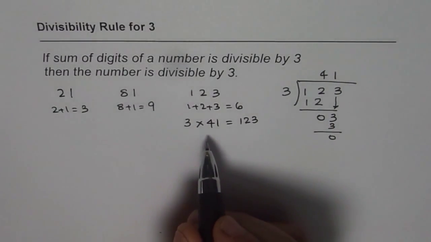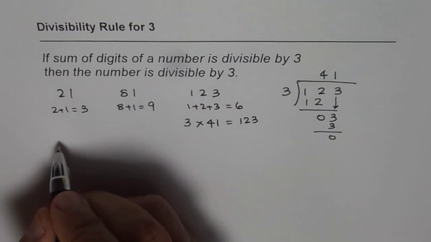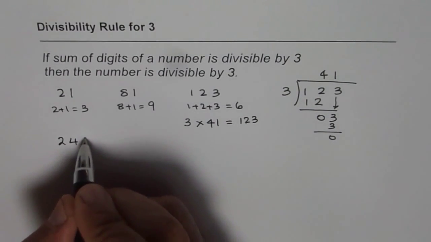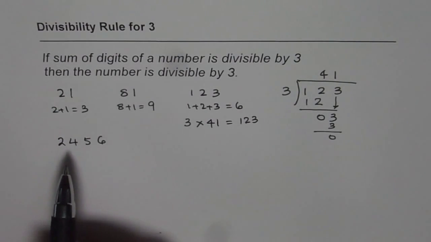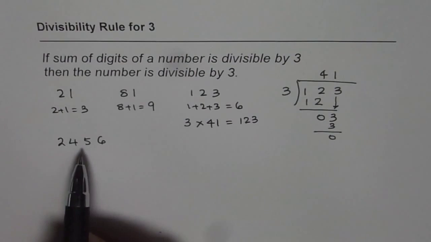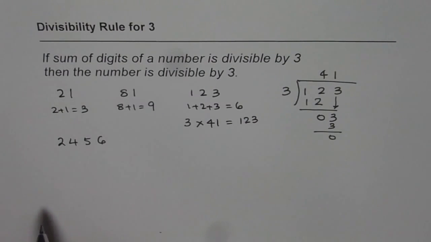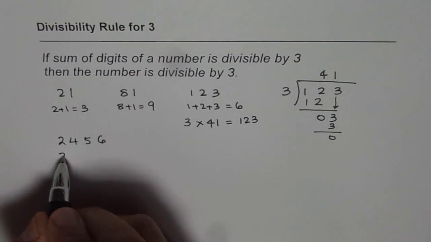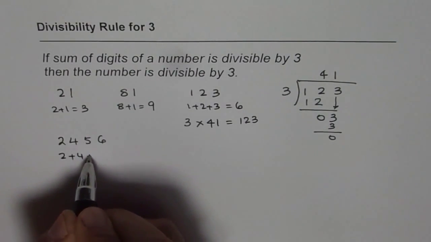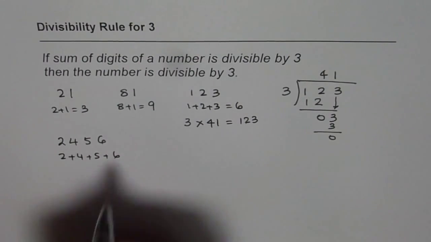Let's take even a bigger number. Let's say the number is 2, 4, 5, 6. I'm just writing at random. Now the question is, can you divide this number by 3 evenly? Is this number a product of 3 or a multiple of 3? Let us check. Let's add the digits. So we will add 2, 4, 5 and 6.